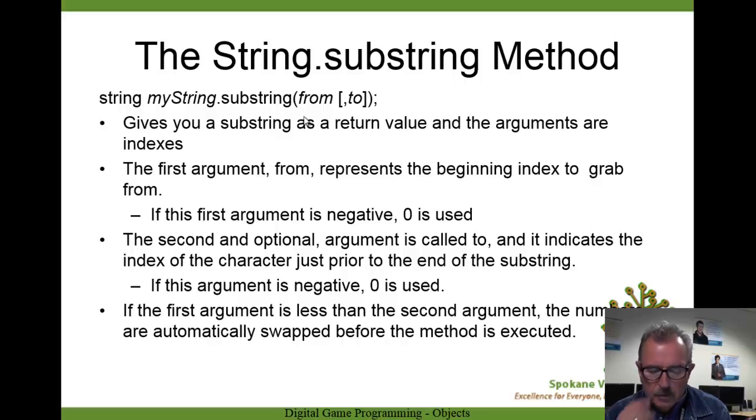The method gives you a substring as a return value, and the arguments are indexes. The first argument, from, represents the beginning index to grab from. If this first argument is negative, 0 would be used. The second, an optional argument, is called to, and that indicates the index of the character just prior to the end of the substring. If this argument is negative, 0 is used. And finally, if the first argument is greater than the second argument, then the numbers are automatically swapped before the method is executed.